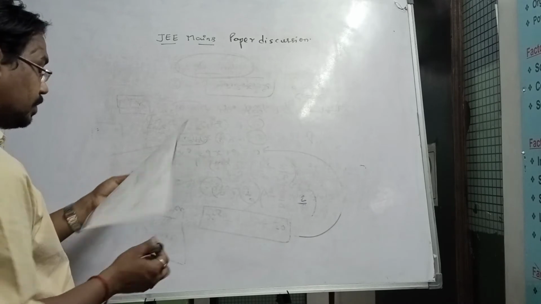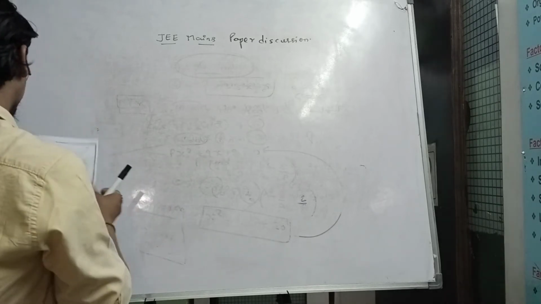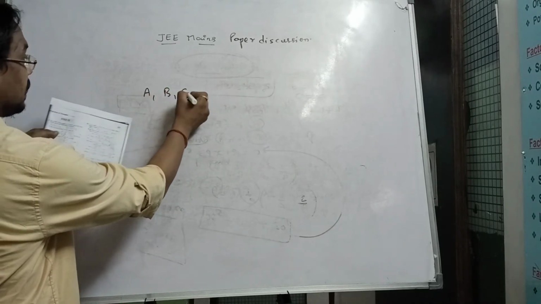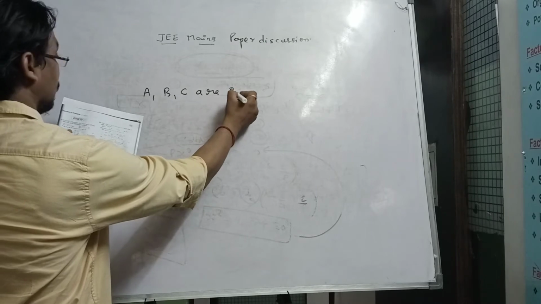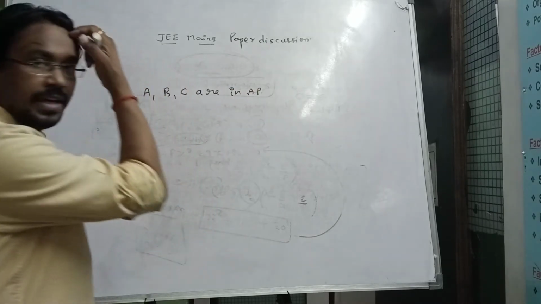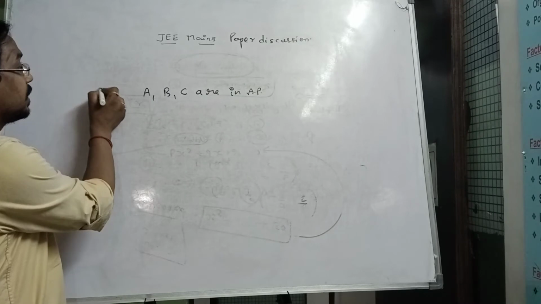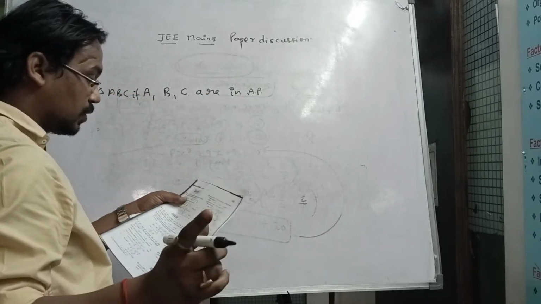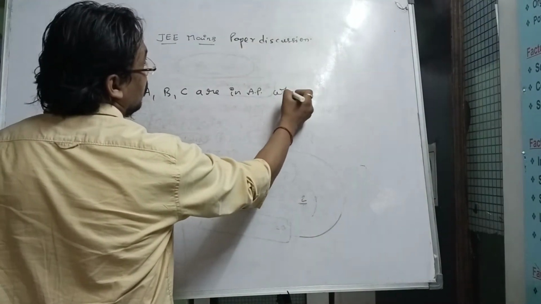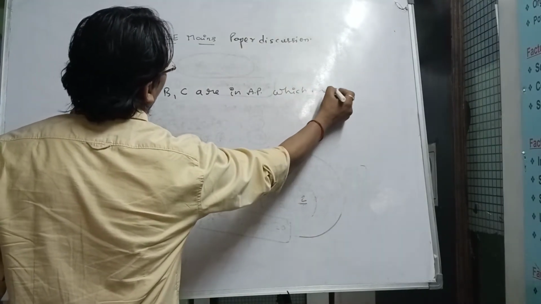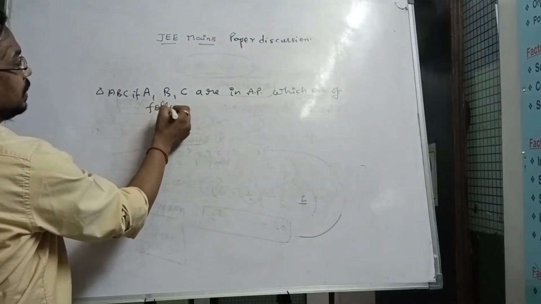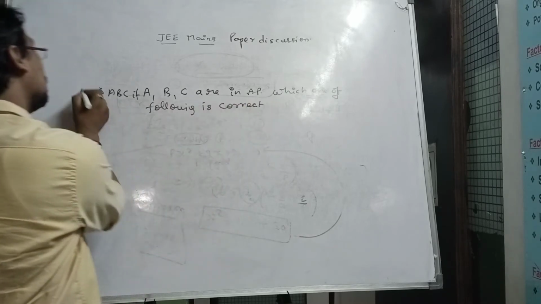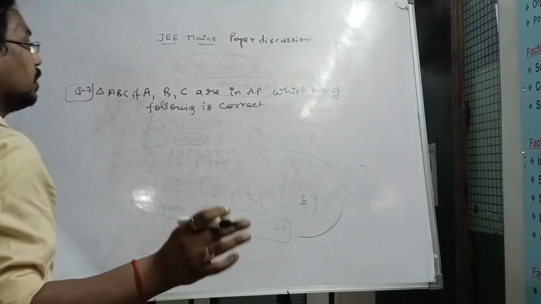First, see here, one question they have given: in a triangle ABC, if A, B, C are in AP, which one of the following is correct? So let's suppose this is question number 7. You guys can pay attention.